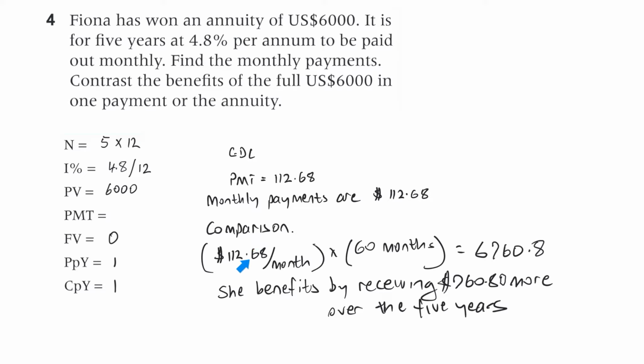The comparison, it says contrast the benefits. So it's $112.68 per month, and there's 60 months, so that's 6,760.8. She benefits by receiving $760.80 more over the 5 years.